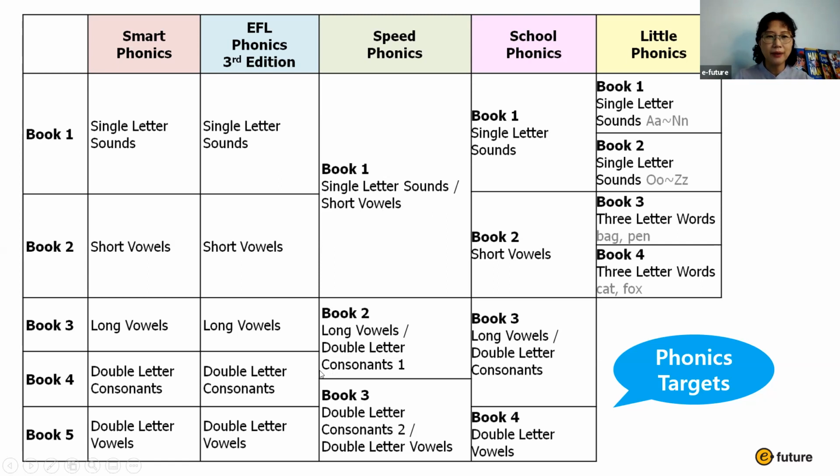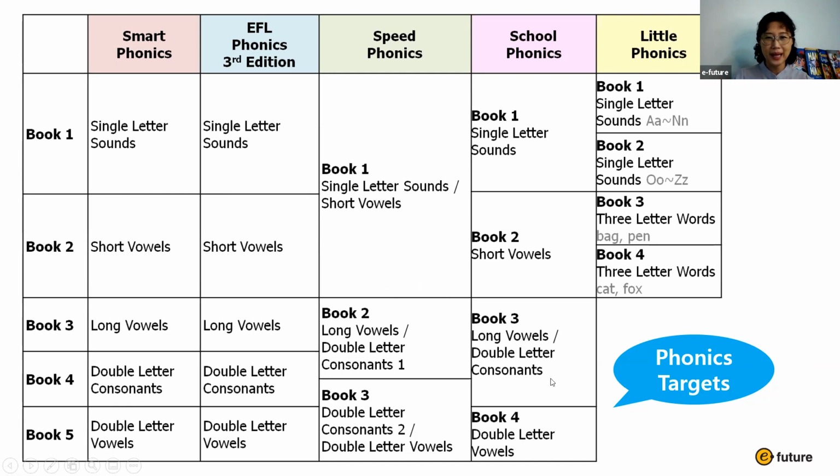And then we combine the first half of book 4 with book 3 to make Speed Phonics book 2. And we combine the second half of book 4 and book 5 to make Speed Phonics book 3. Okay, so as you can see, although there are 3 books, all the targets are covered, right? We didn't miss out anything. Everything is there. For School Phonics, there are 4 books. Okay, book 1 and book 2 are the same as book 1 and book 2 of Smart Phonics and EFL Phonics, right?